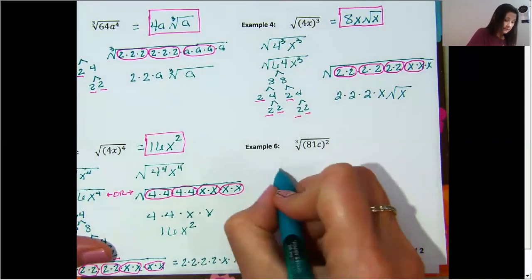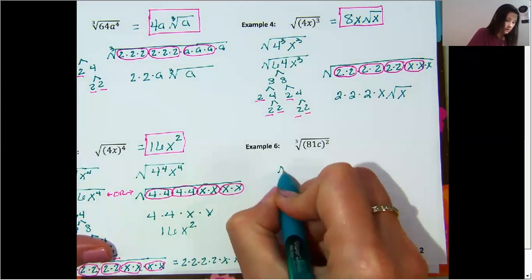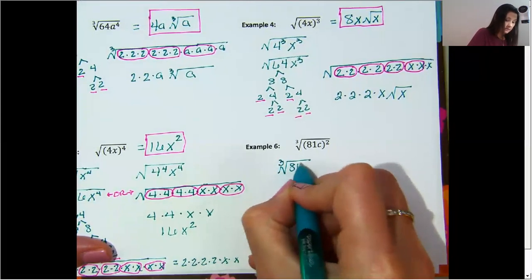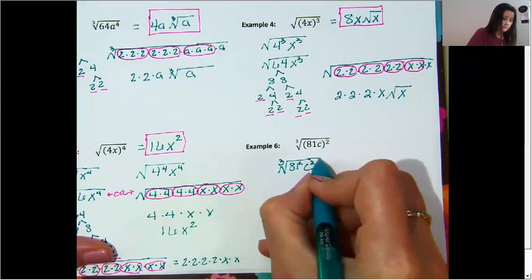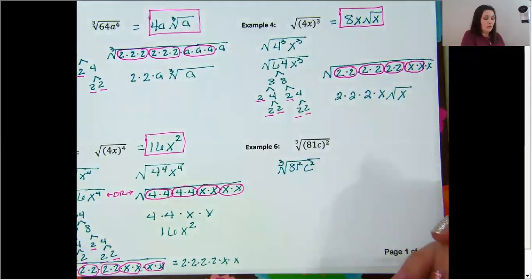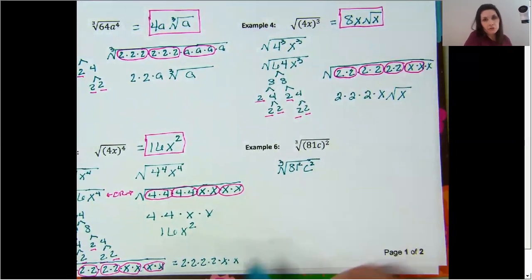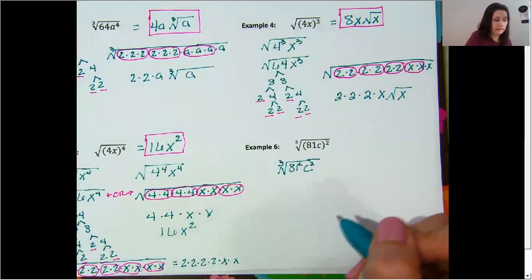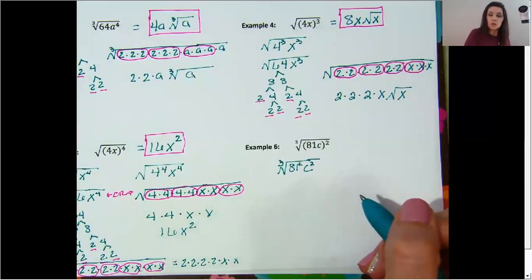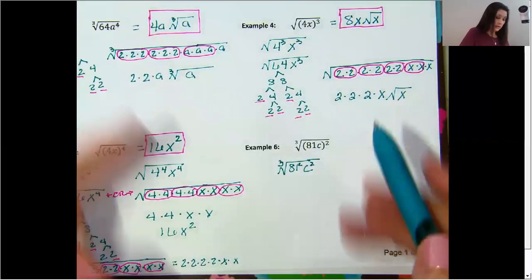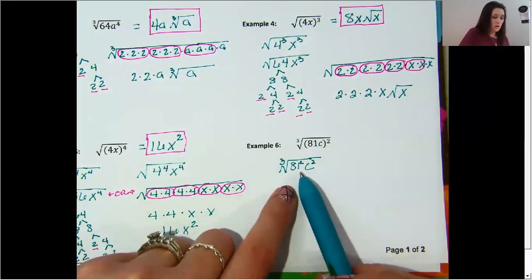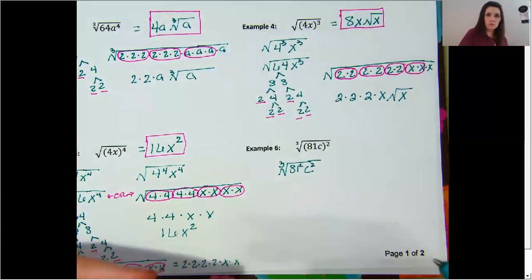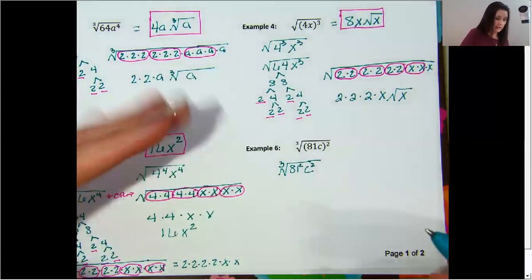With example 6, you now have the cubed root of 81 squared c squared. Now, 81 is a very large number. I am not going to multiply 81 times 81. So since we're squaring it, I'm going to factor out 81 one time and then double my prime numbers at the end.